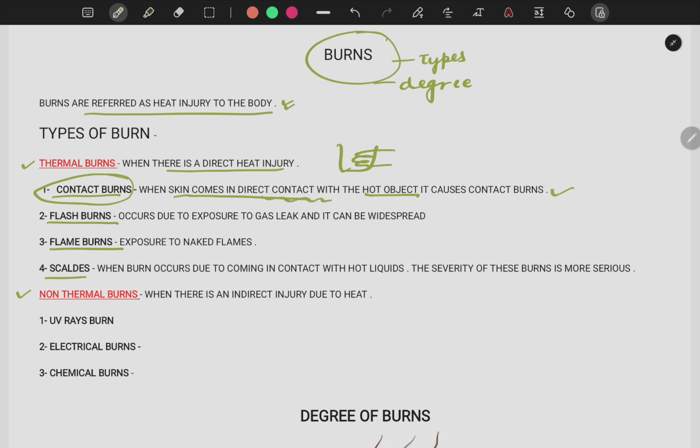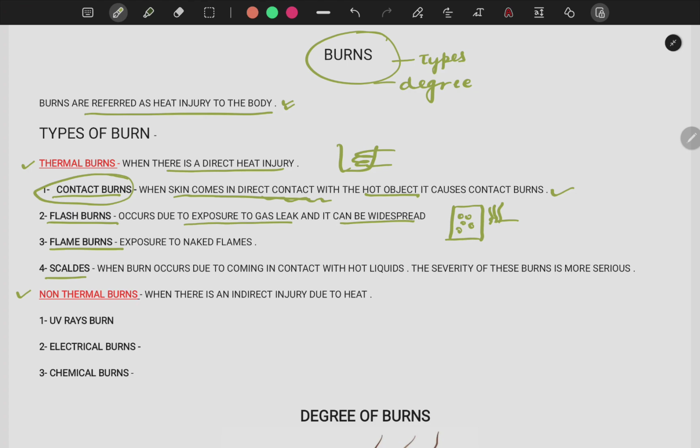Next we have the flash burn. What is a flash burn? When there is exposure to a gas leak. Imagine a person is inside a building and there is gas leaking inside the whole building, and at that time he lights a matchstick. Now what will happen? There would be a huge exposure, and that huge exposure will lead to a widespread injury, a flash burn injury.